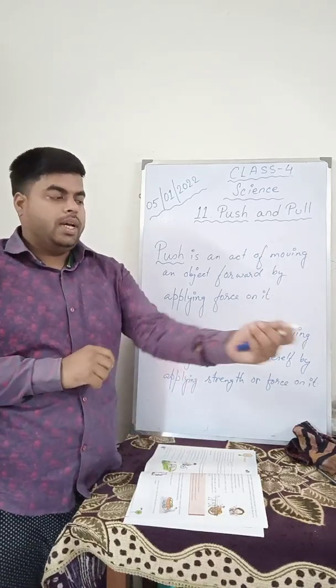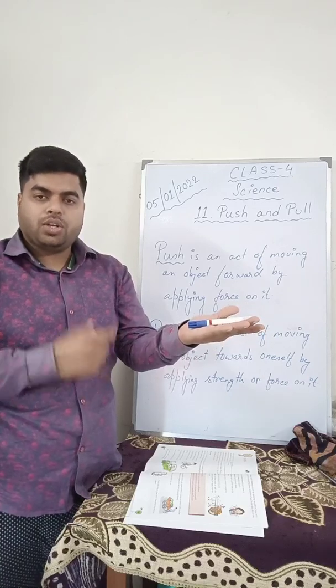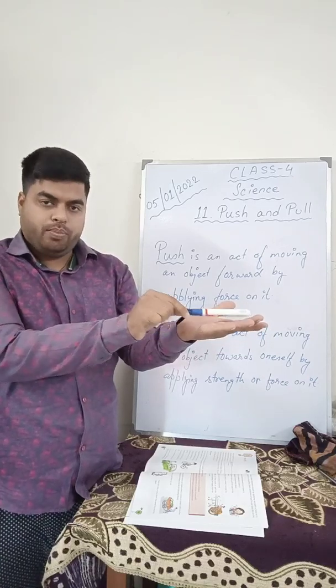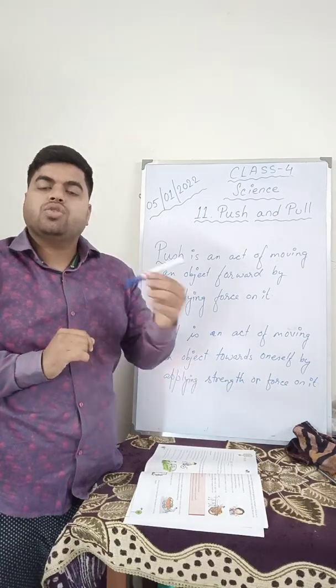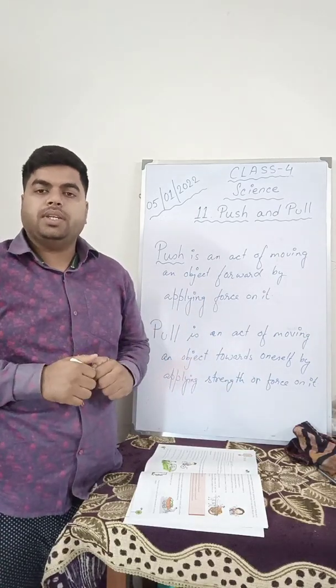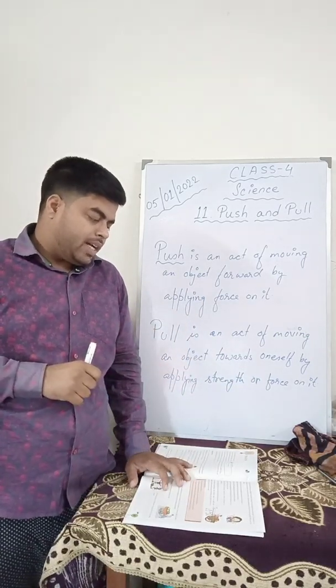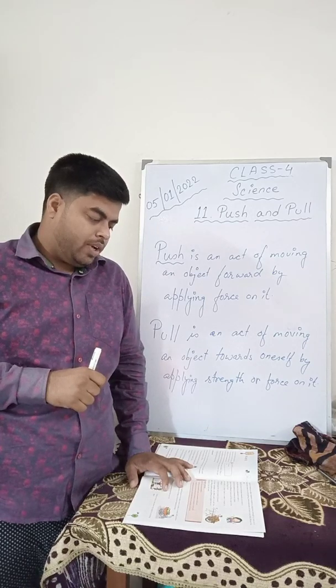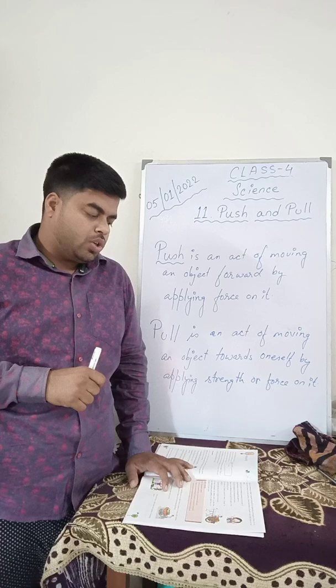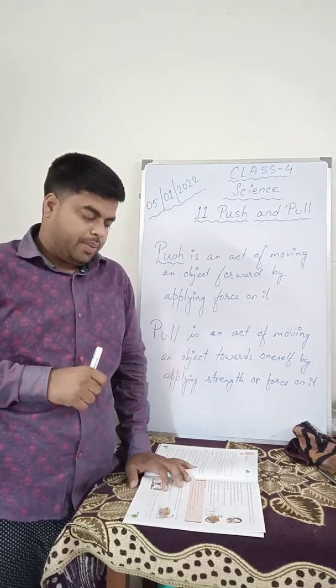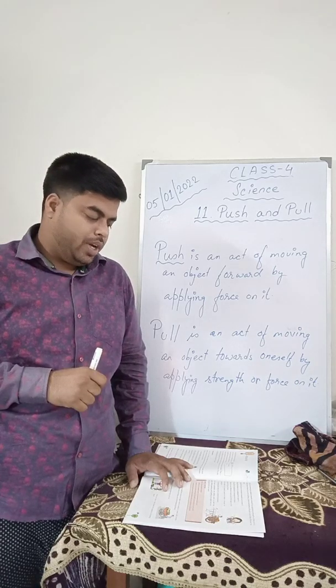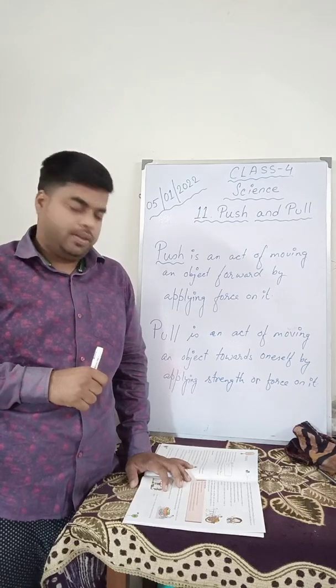So suppose if I want to bring this marker towards myself, I have to take this marker and pull my hands towards myself so that the object will come towards me. Pull is an act of moving an object towards oneself by applying strength or force on it. The object moves closer to us on pulling. Some examples of pull in our daily life are the following.